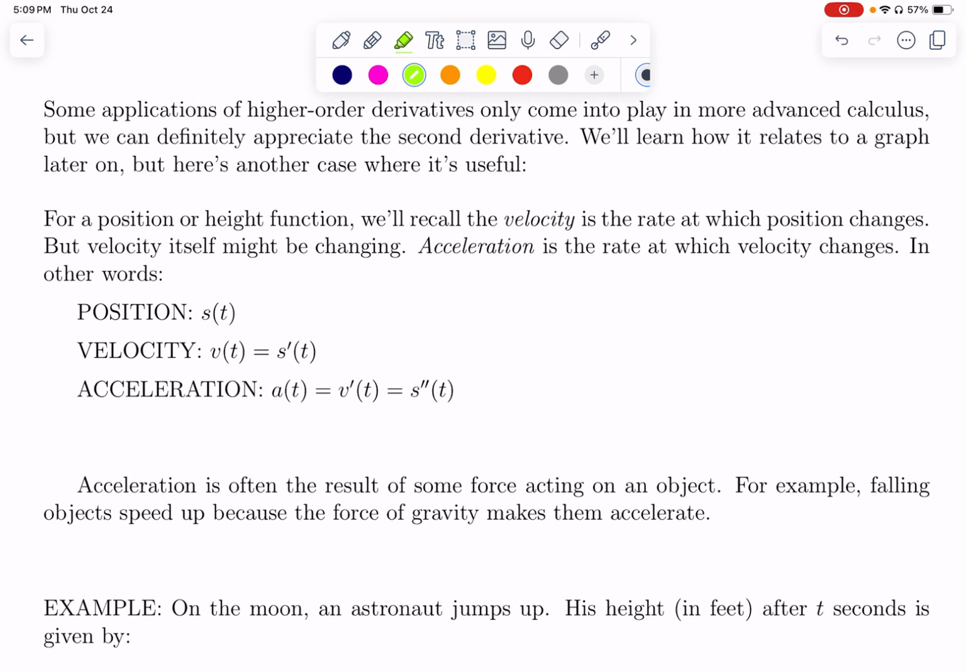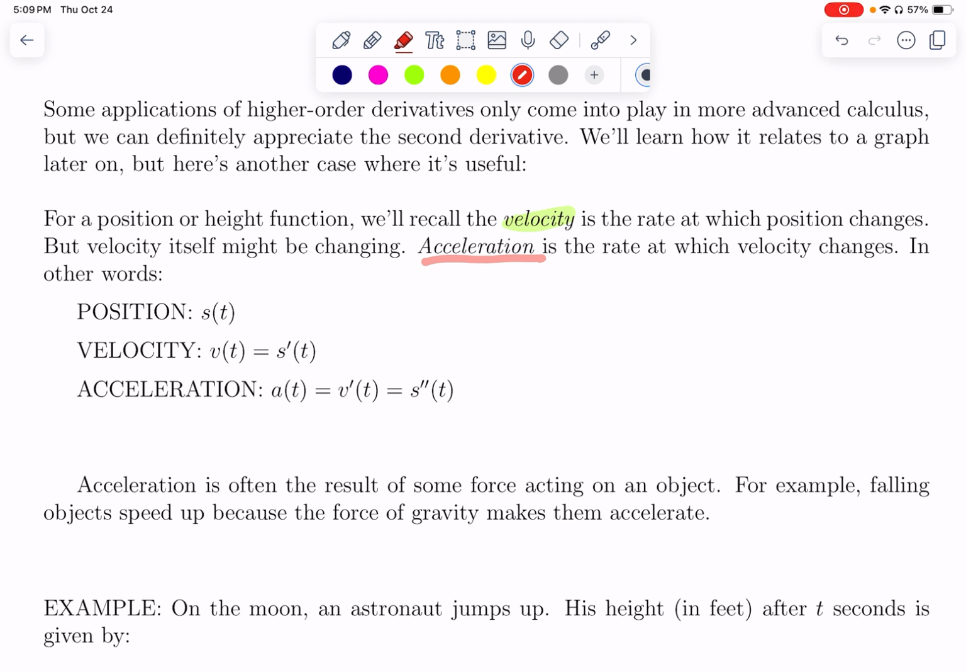So we've already talked about this a little bit, but we know that if we have some function measuring position or height, the rate at which it changes is called velocity. So velocity is basically telling us how fast does position change, right? I'm moving. Am I moving slow? Am I moving fast? Velocity measures that for us. Now, acceleration is the rate at which velocity changes.